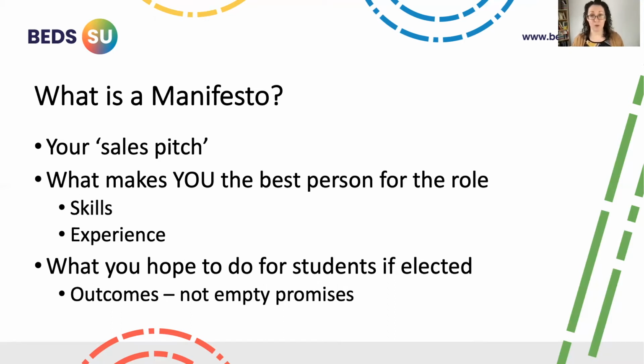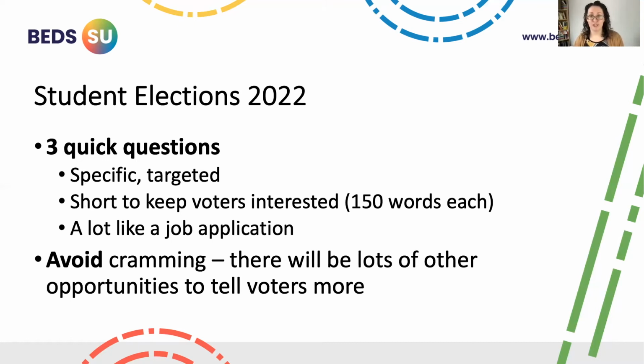Now, you can actually be held to account for this. Voters can come back the next year and say, hey, I voted for you to do this. Why hasn't that happened? So focus on the outcome and try not to make any empty promises when you go through this. Now, for the Student Elections 2022, you will be asked 3 quick questions.